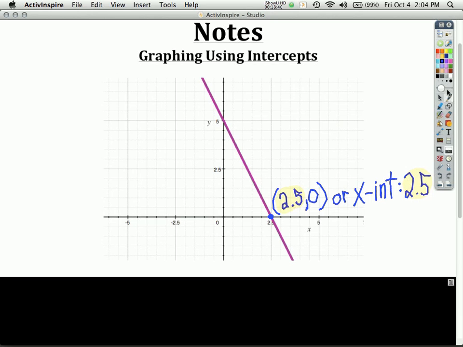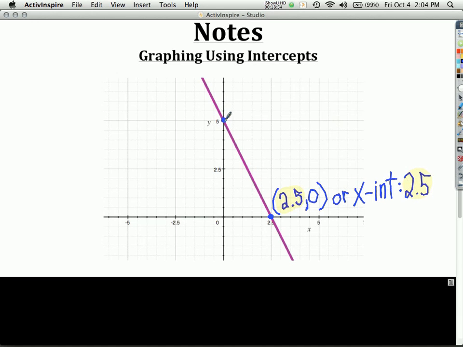There's another intercept, and it's called the y-intercept. It's the location where the graph crosses the y-axis, which is right here. The coordinates of that point are 0, 5. So we could say that the y-intercept is 0, 5, or we can say that the y-intercept is 5, meaning that it's crossing the y-axis at 5.